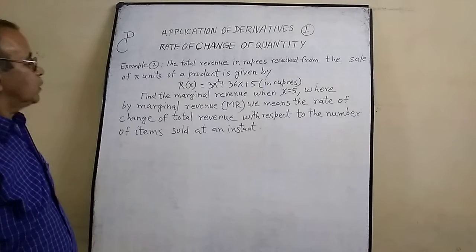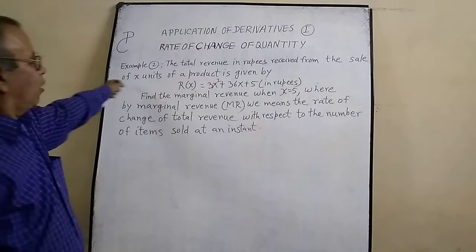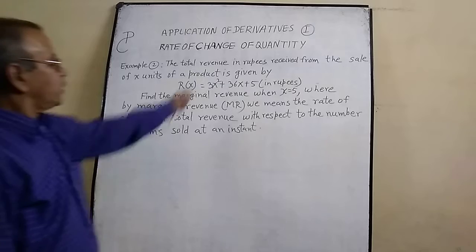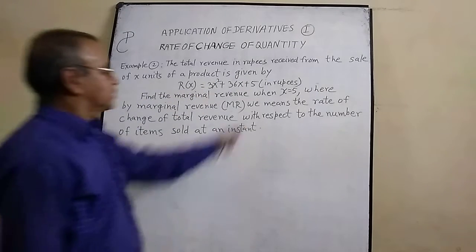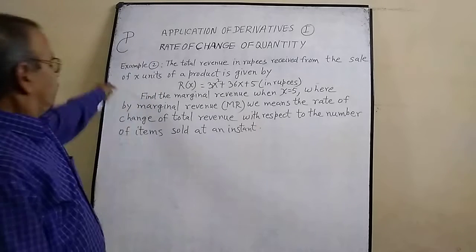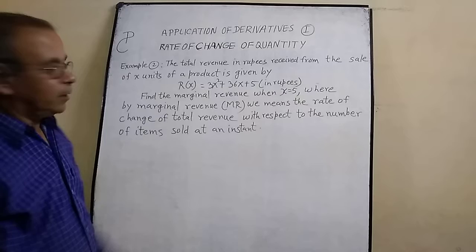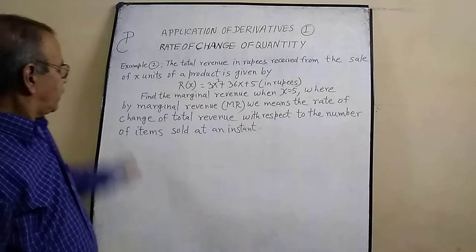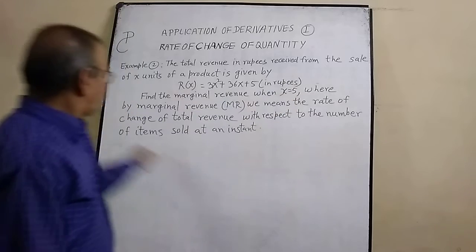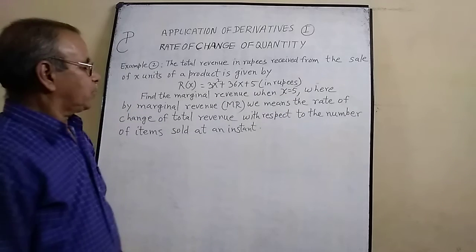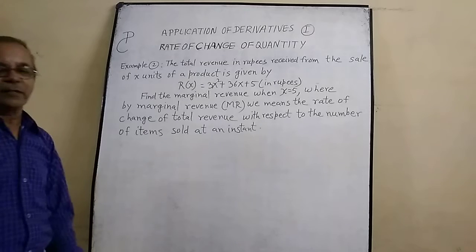In example 2, the total revenue in rupees received from the sale of x units of a product is given by R(x) = 3x square plus 36x plus 5. Find the marginal revenue when x is equal to 5, where marginal revenue MR means the rate of change of the total revenue with respect to the number of items sold at an instant.